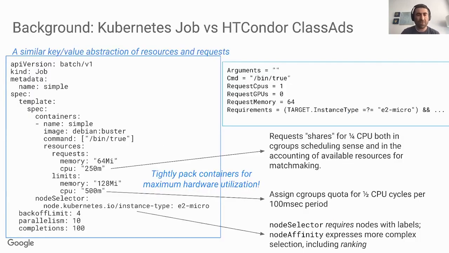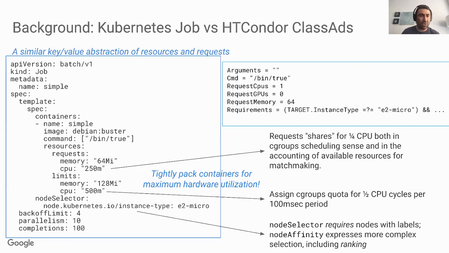Now, specifically to jobs, I want to give a quick intro into how Kubernetes currently supports creating batch jobs. A job is one type of what we call an app. There are other apps, for example, services, deployments, and replica sets. Job is the type that is specific to supporting batch workloads, and it has some similarities to how we create cluster ads in HTCondor.